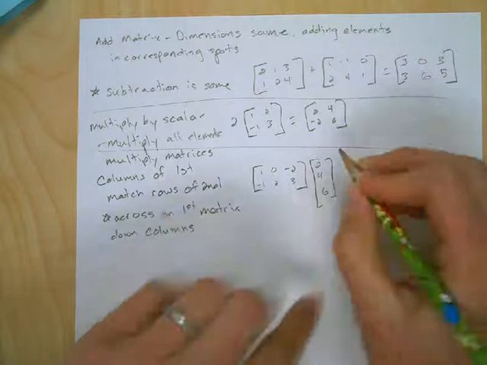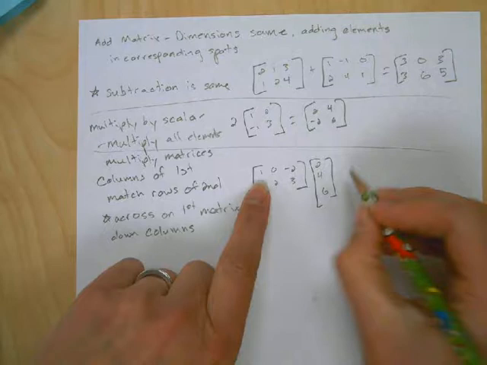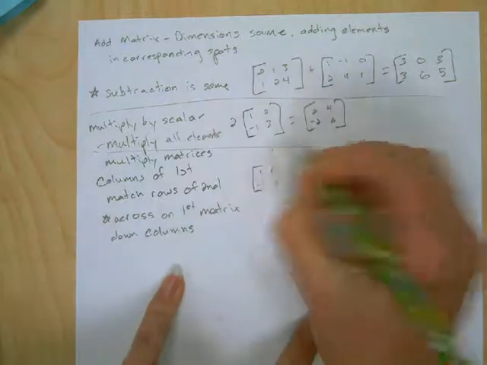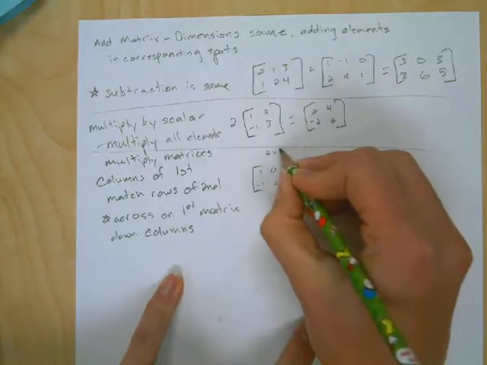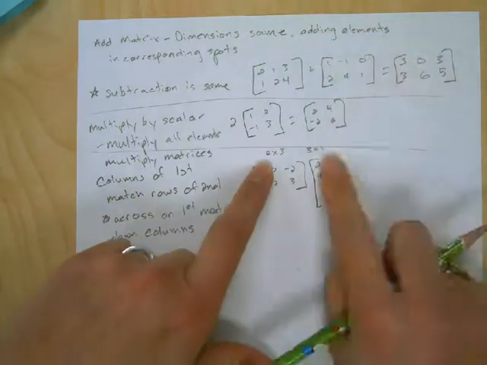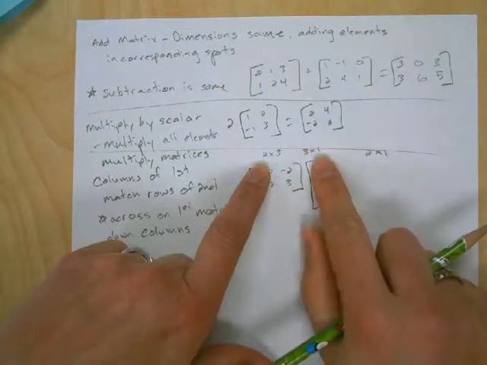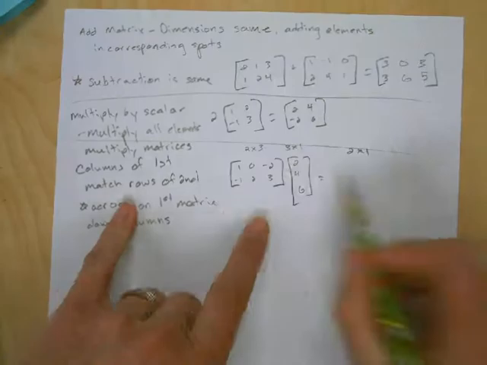I'm going across the rows and down the columns. So in order to do this, this right here was 2 rows, 3 columns. This is 3 rows, 1 column. So my result should be a 2 by 1. I know that's true because those outside numbers create your resulting matrix. So that kind of helps me. It should have 2 rows and 1 column.